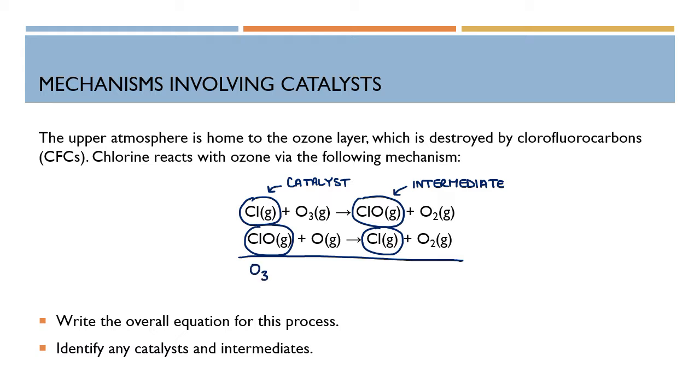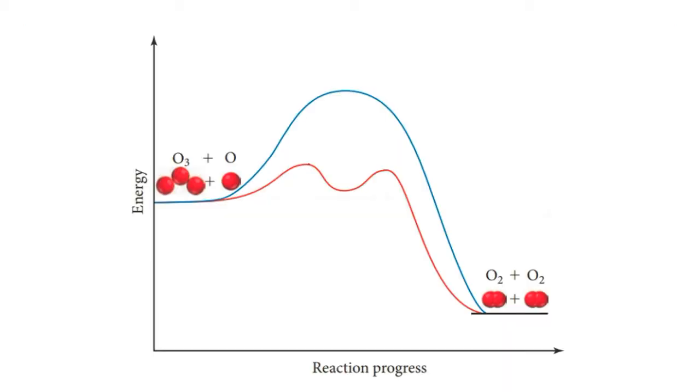So what is the overall equation for this process? Overall, we have not canceled out the ozone and the oxygen atom, and the ozone and the oxygen atom create two molecules of oxygen. So the catalyst is the chlorine atom, and the intermediate is the chlorine oxygen compound. What makes this catalyst so dangerous is that once it catalyzes that ozone reaction, it can be used again to catalyze another reaction and another reaction because it never gets used up.